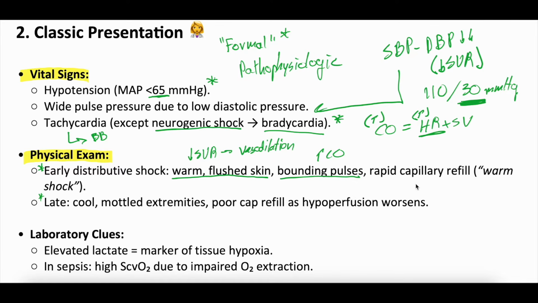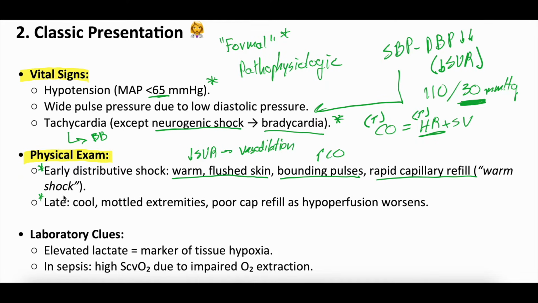And then in the early stages, if you're perfusing adequately, you might have rapid capillary refill. But you see vital signs, someone's hypotensive, tachycardic, widened pulse pressure with a low diastolic blood pressure. You walk in the room, they're warm, they're flushed, they have bounding pulses. All of that might indicate distributive shock.